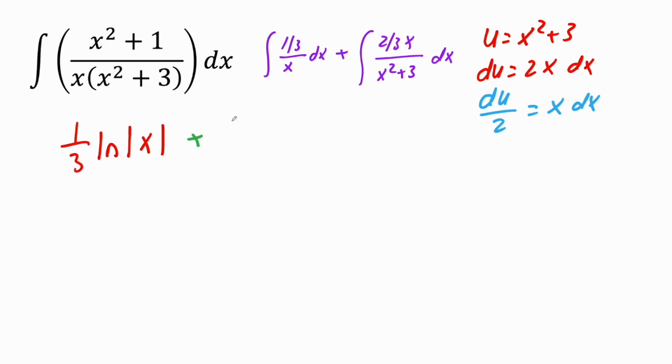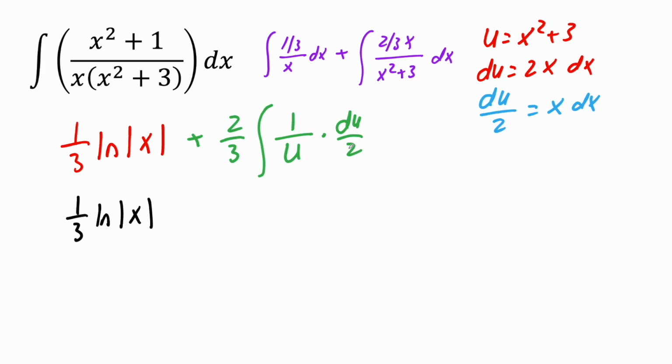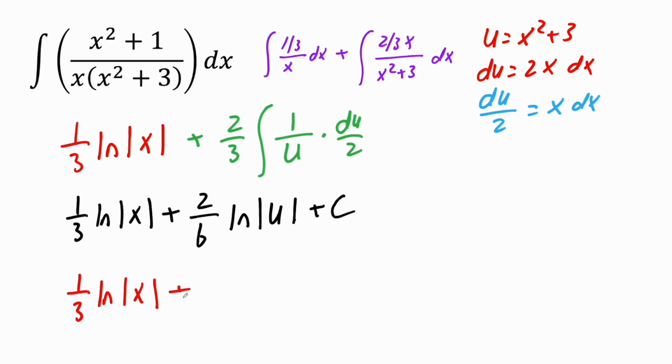So now we can say plus 2/3, the integral, x dx is getting replaced with du divided by 2. So I'm going to say 1 divided by u, because u is x squared plus 3, times du divided by 2. And so we have 1/3 ln, the absolute value of x, close it. The 2 we'll put in the denominator. 3 times 2 is 6, so we have plus 2 divided by 6 ln, the absolute value of u, plus C. Now we can say our answer will be 1/3 ln, the absolute value of x, plus 2 divided by 6 is 1/3 ln. Now I'm going to replace u with what it is, x squared plus 3.